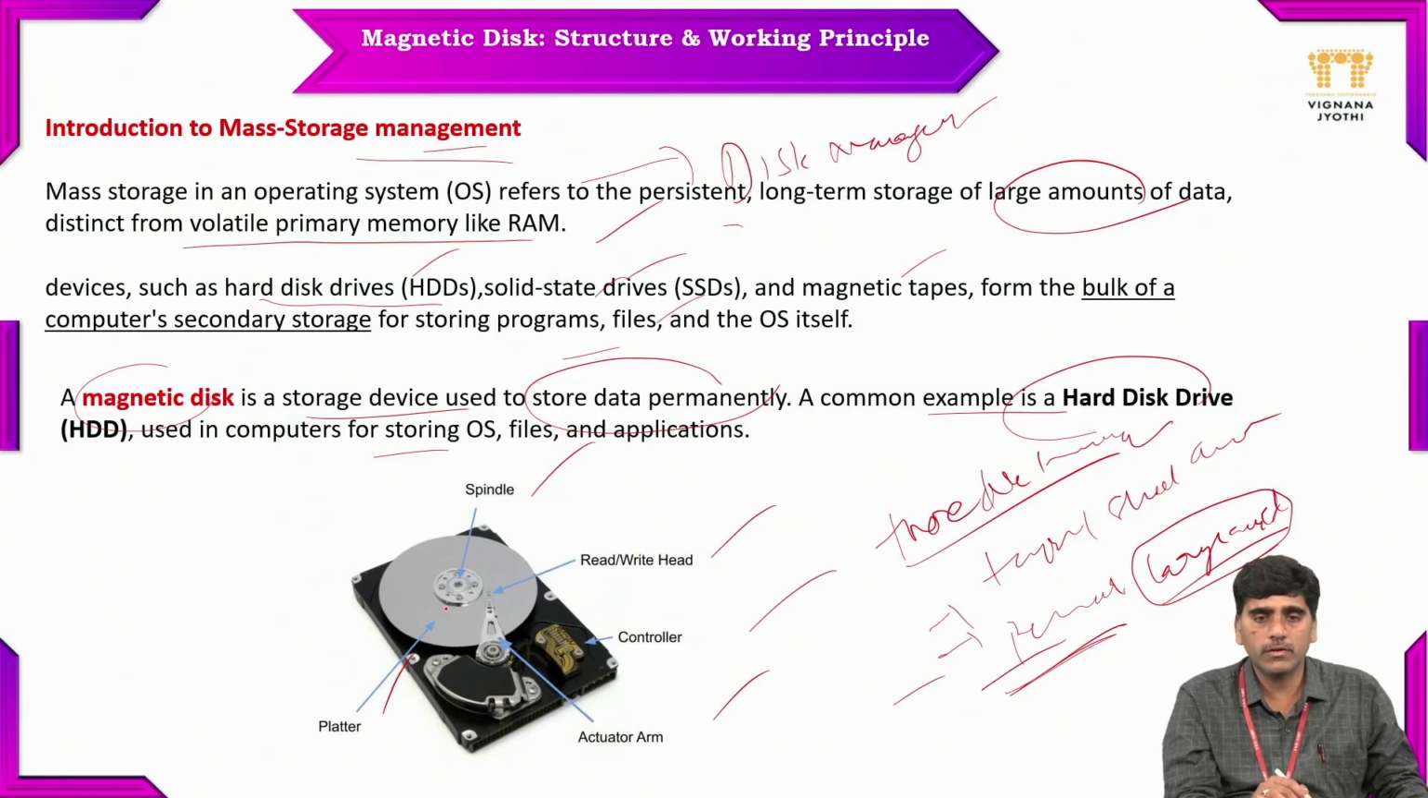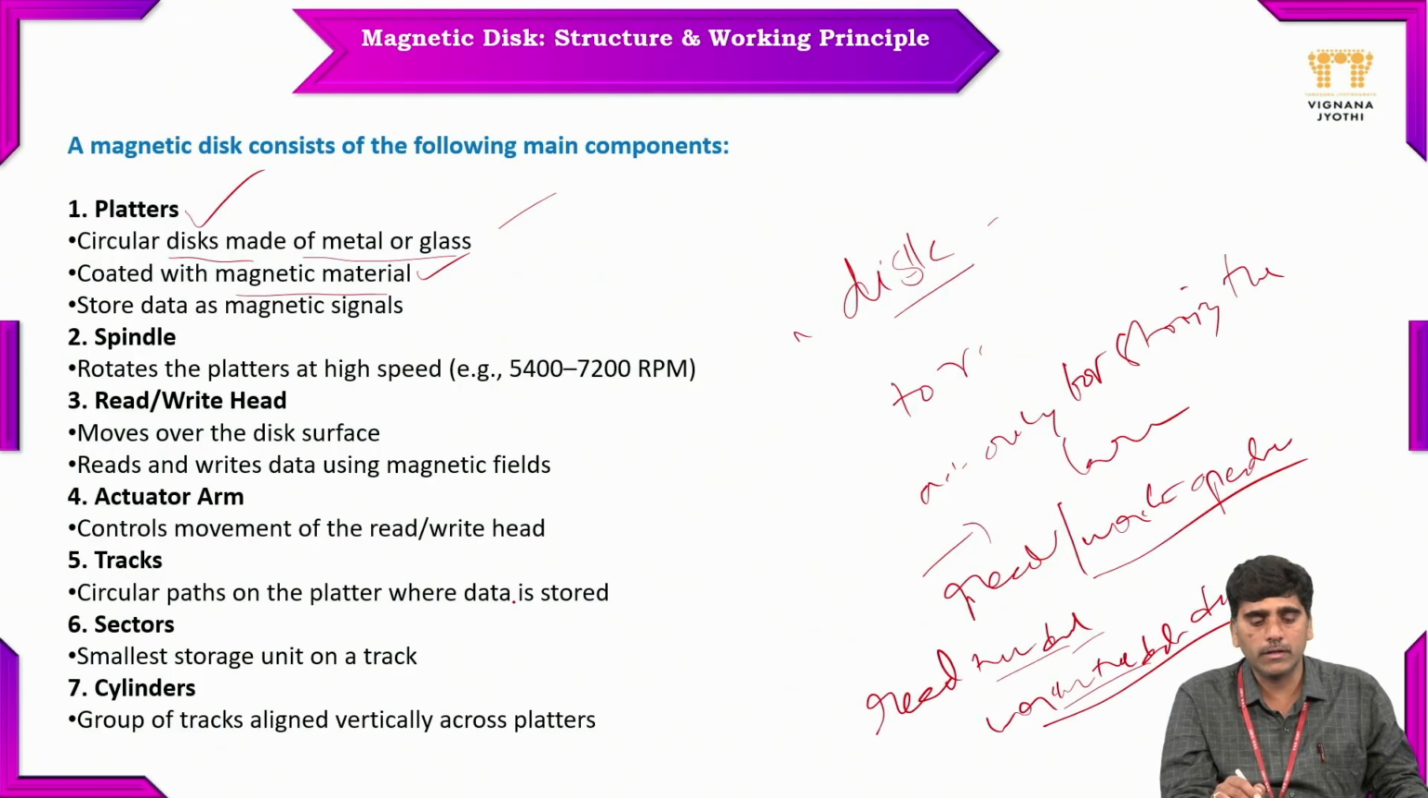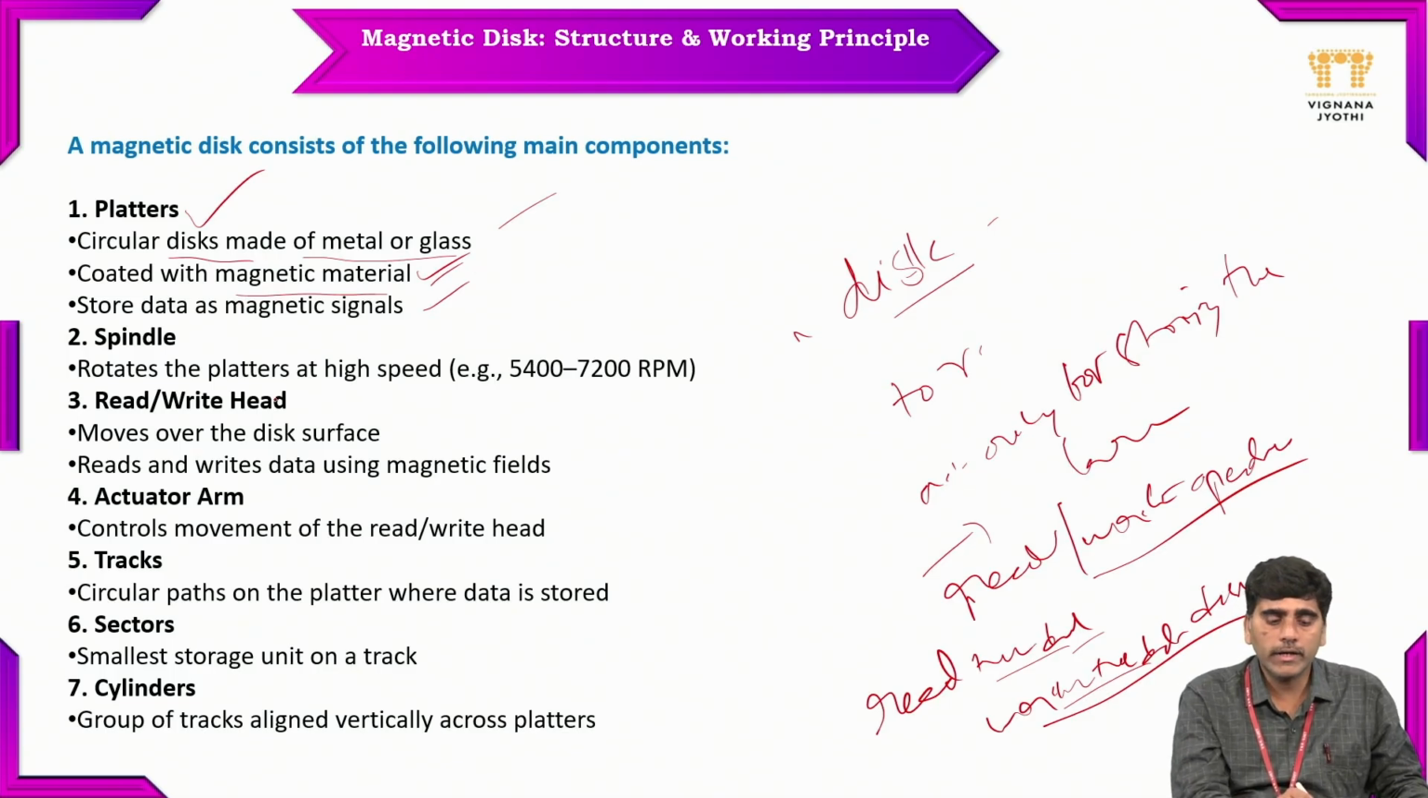If you can see this diagram, this is the platter. This platter is coated with magnetic material. The magnetic material stores data as a magnetic signal, so the data is stored in the form of magnetic signals. And the second one is the spindle. It rotates the platters. It is always rotating the platters.